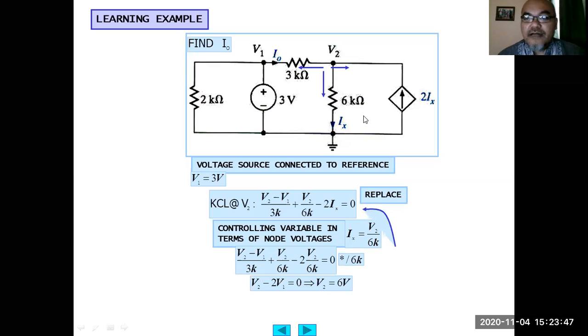Having calculated V2, we can easily calculate Ix. But since the parameter being asked is Io, and our Io is from V1 to V2, Io equals V1 minus V2 divided by 3K. That is 3 volt minus 6 volt, which is minus 3 volt, divided by 3 kilo ohm. So the result is minus 1 milliampere.